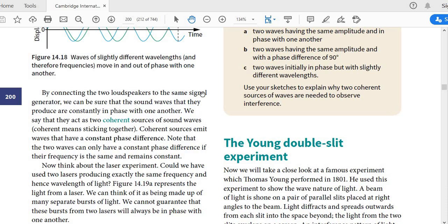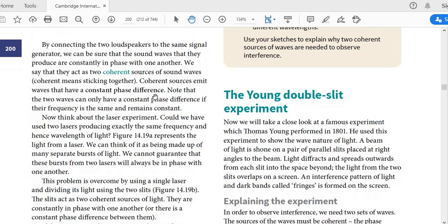By connecting two loudspeakers to the same signal generator, we can be sure that the sound waves they produce are constant in phase with one another. We say that they act as two coherent sources of sound waves. Coherent means sticking together. Coherent sources emit waves that have a constant phase difference. Now this is the important thing. If waves are coherent, they will have a constant phase difference.